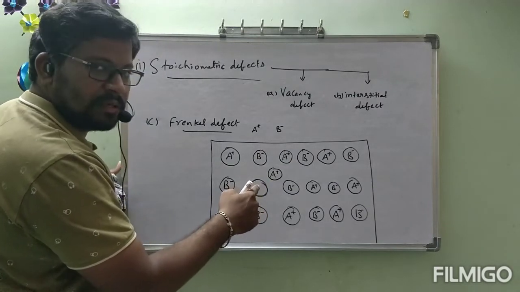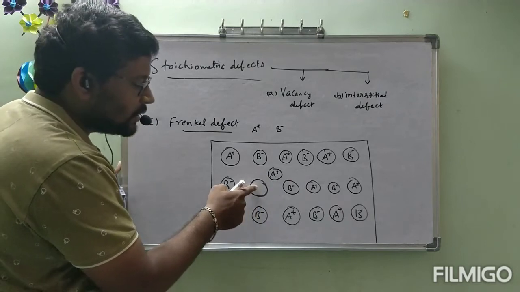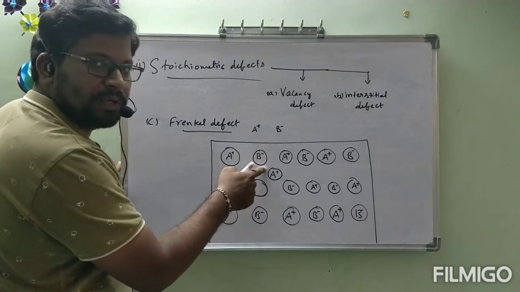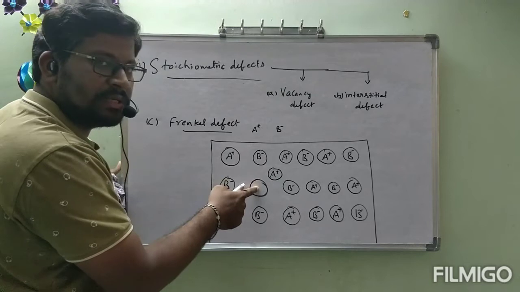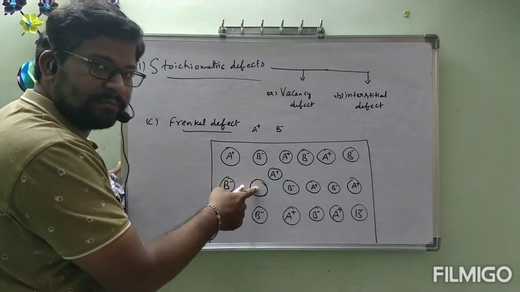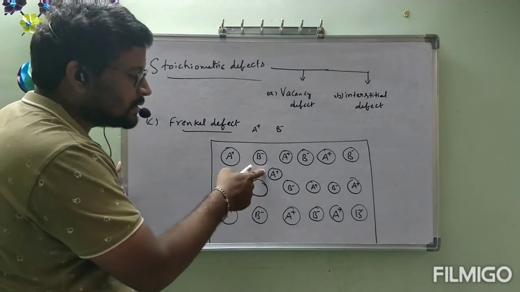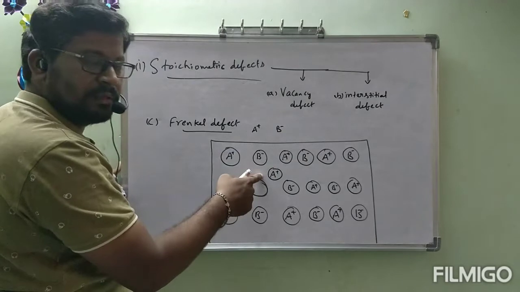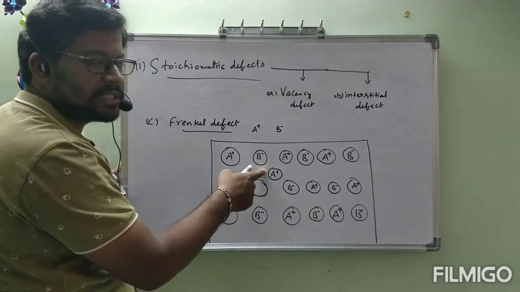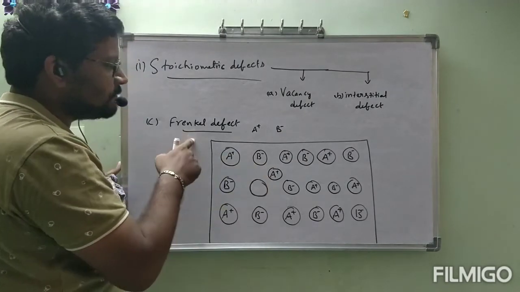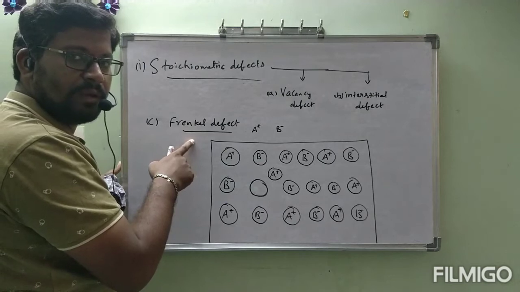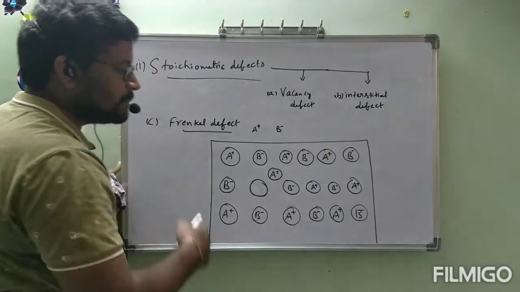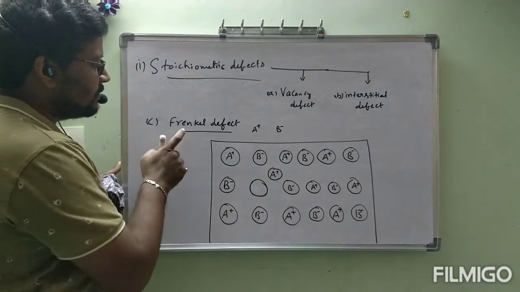original position it is not there. It is going to occupy somewhere. That means in its original position it is creating vacancy, and in some other position it is going to create an interstitial defect. This is vacancy defect and this is interstitial defect. Both are present in Frenkel defect. Okay, this is the thing which happens in Frenkel defect.